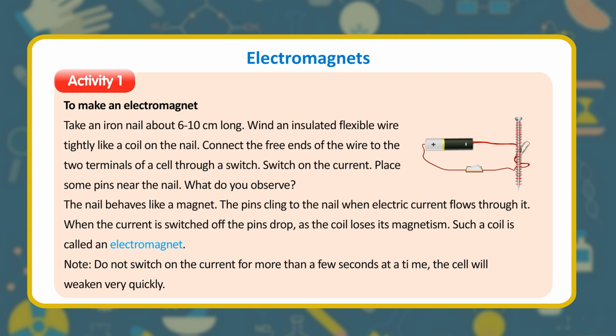When the current is switched off, the pins drop as the coil loses its magnetism. Such a coil is called an electromagnet. Note: do not switch on the current for more than a few seconds at a time. The cell will weaken very quickly.